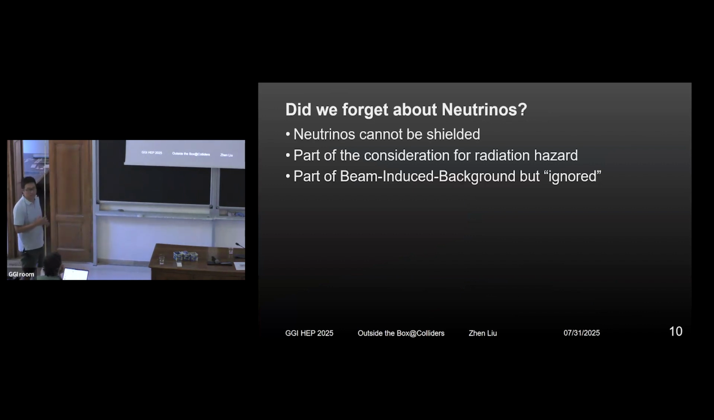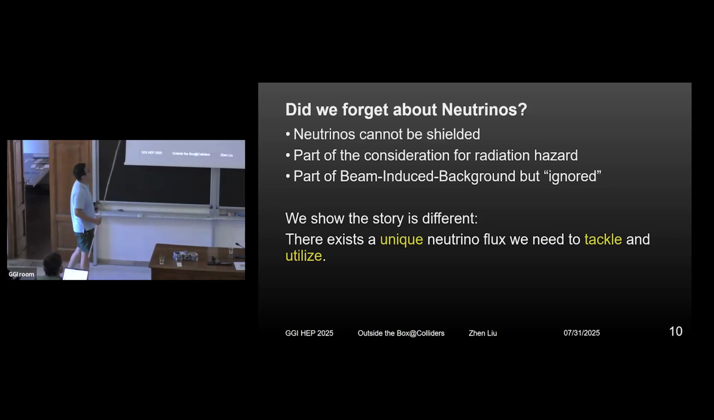That's the question that motivated our study when we tried to think outside the box. And our viewpoint has changed while doing this research. First of all, neutrinos cannot be shielded, at least at any manageable level. In particular, those are high-energy neutrinos, which are actually part of the consideration for radiation hazard. You heard in this program that we actually don't want too much of them, which affects the design. I will offer some reflection on that in the later part of this talk. It is part of the beam-induced background that we essentially ignored. In all the cartoon images I showed previously, the neutrinos just go away from our consideration. We show the story is quite different.